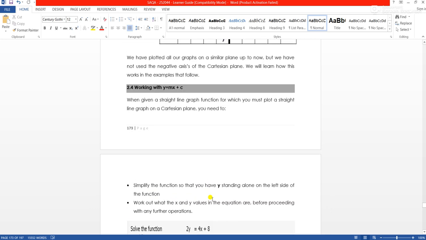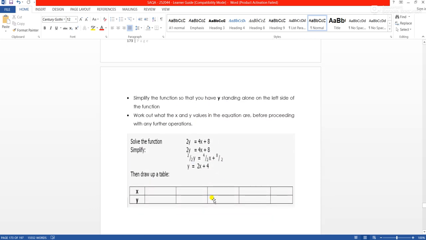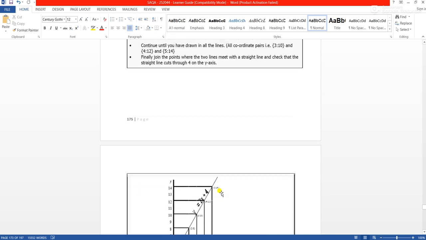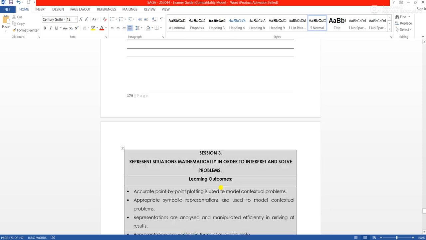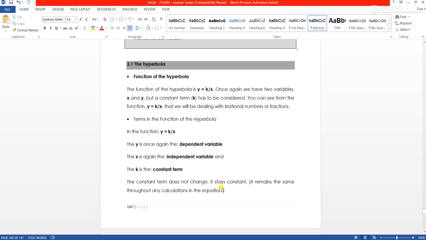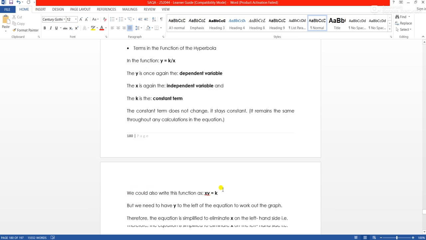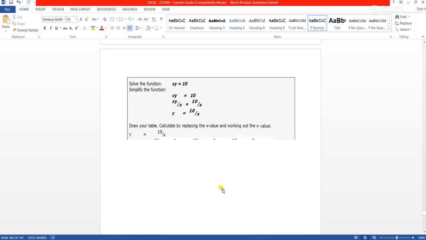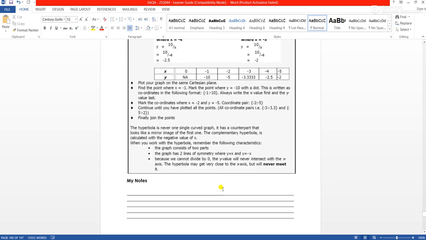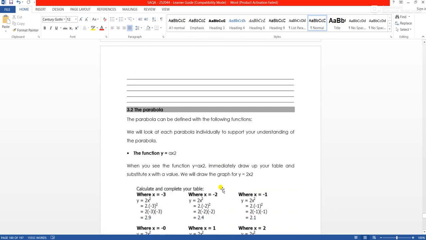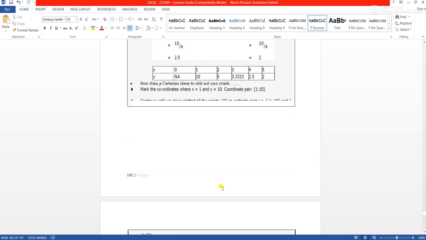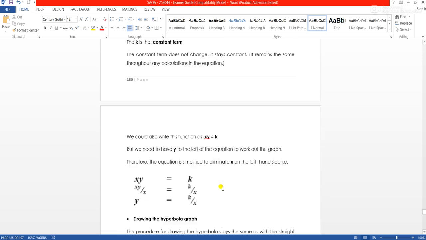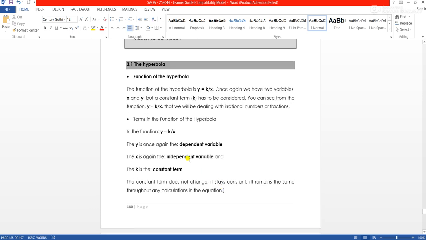There is another graph which is called a hyperbola. It's an exponential graph, and also we have a parabola graph. So we'll just go into those two graphs and how you can plot and find your x-intercept. But first, let's just go into the properties of a hyperbola.